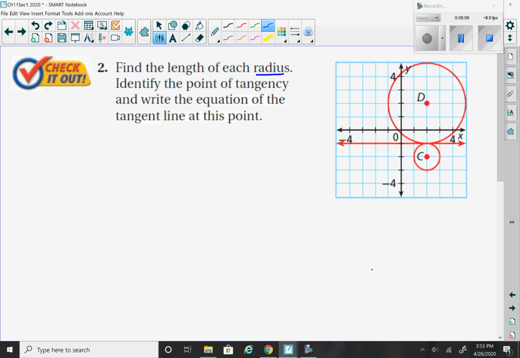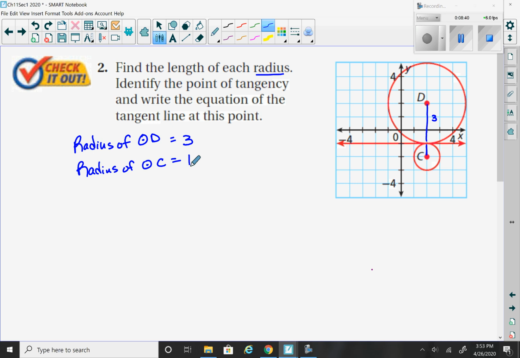So for, let's say the radius of circle D, again, I'm just going to count. It's 1, 2, 3 squares long, right? So this radius right here, that's 3. So the radius of circle D is 3. If I look down here at circle C, again, this is really easy in the coordinate plane. We're just counting the squares. So the radius of circle C is just 1 unit or 1 square.